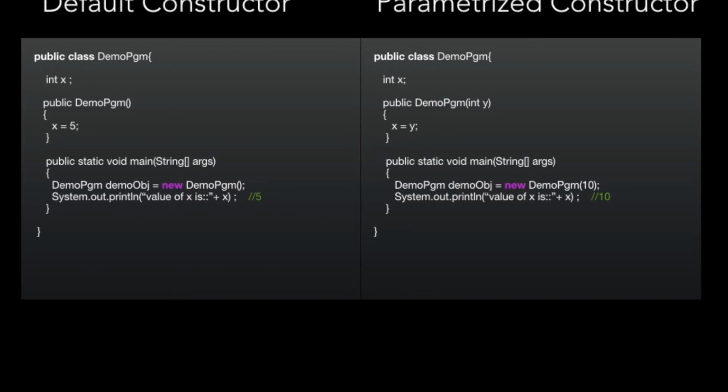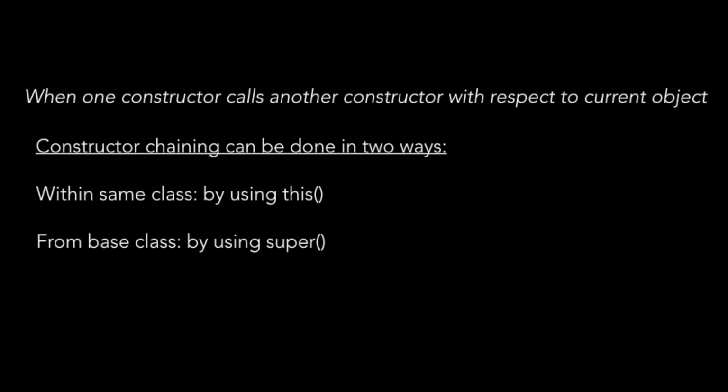In my first example, the number is 5 because I initialized x to 5 in my default constructor, but in the second example I have passed a value to it as a parameterized constructor, and in this example the value is 10. Now, since you know the two kinds of constructors available, next we will see how these constructors are invoked from each other within a class, and how in inheritance these constructors are called by each other.